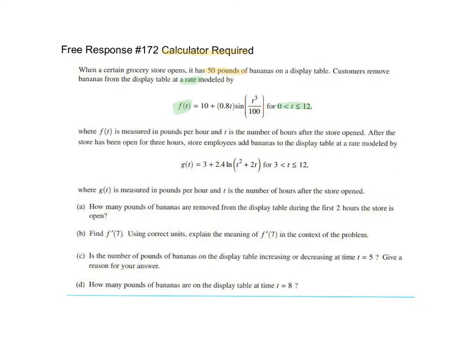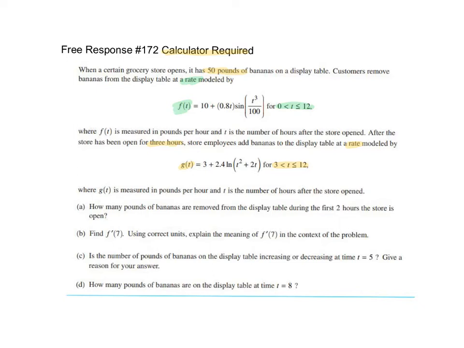After the store has been open for 3 hours, so starting at 3 hours, employees start adding bananas to the display at a rate, so this is another rate, g of t. And there's that function there. And this one applies from 3 to 12. It doesn't kick in until the third hour. G of t is still measured in pounds per hour. Did I say measured in pounds on the other one? Yeah, these are both measured in pounds per hour. And t is the number of hours after the store opened.